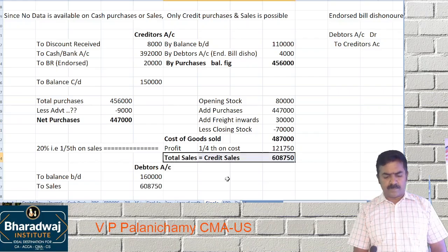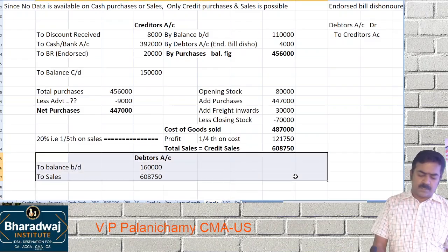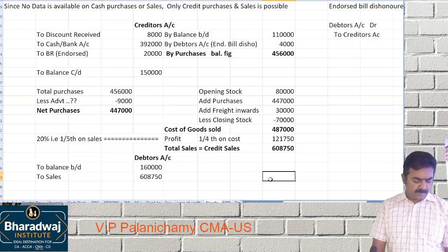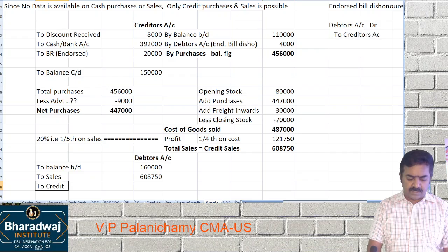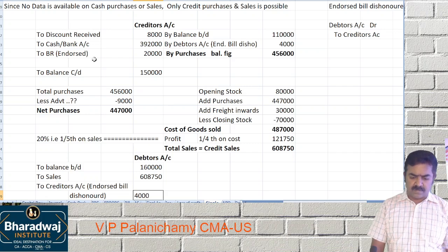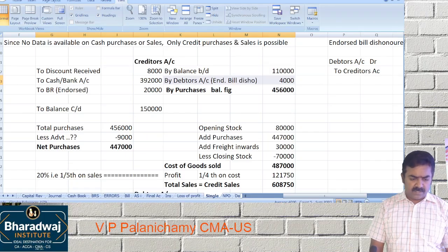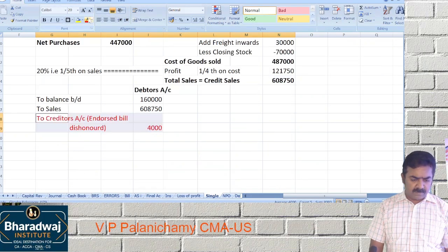Should we change? Prepare debtors account and let us see. The endorsed bill dishonoring, to creditor. The endorsed bill dishonored. How much is the endorsed bill dishonored? 4,000. Here by debtors will come, here to creditors. That endorsed bill dishonored will come.